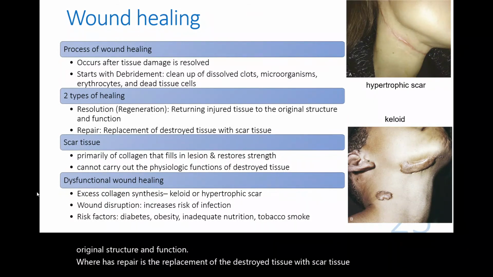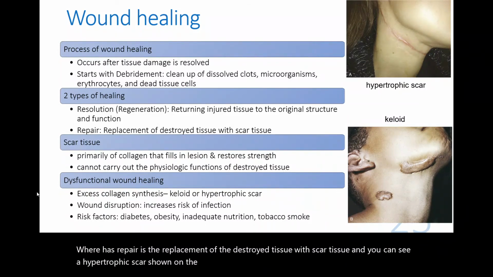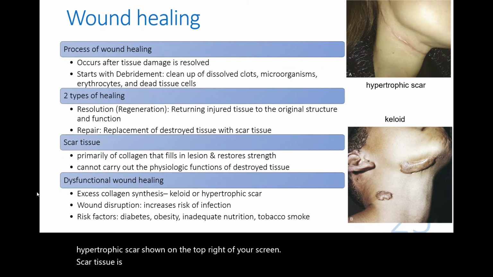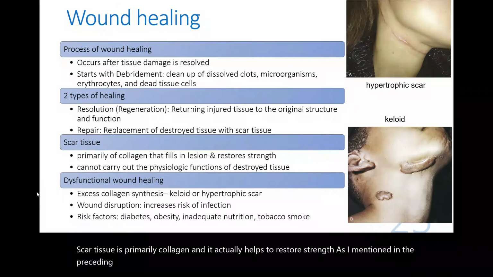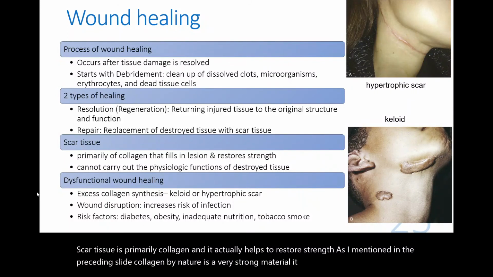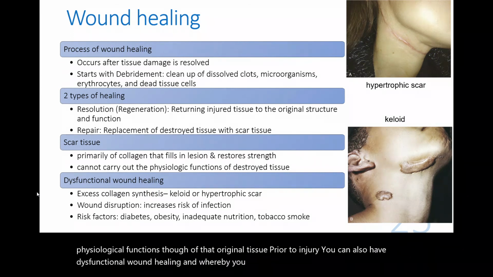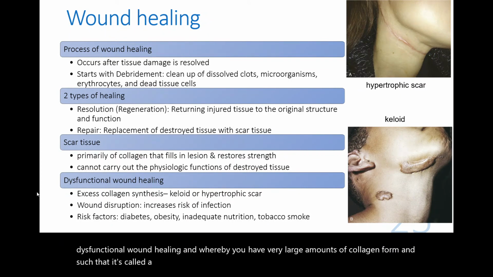And you can see a hypertrophic scar shown on the top right of your screen. Scar tissue is primarily collagen, and it actually helps to restore strength. As I mentioned in the preceding slide, collagen by nature is a very strong material. It cannot carry out the same physiological functions, though, of that original tissue prior to injury. You can also have dysfunctional wound healing, whereby very large amounts of collagen form, such that it's called a hypertrophic scar. Hyper meaning essentially more than what is necessary.